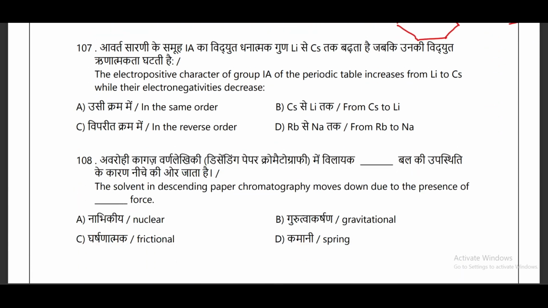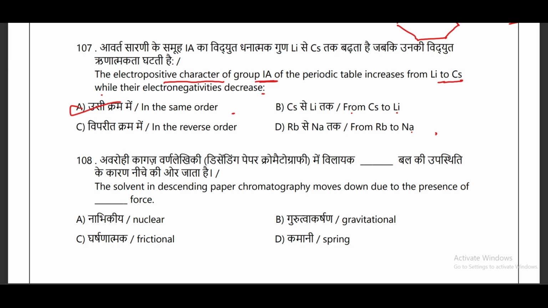In the next question, the electropositive character of group 1A of the periodic table increases from lithium to cesium while their electronegativity decreases in the same order, from cesium to lithium, in the reverse order, or from rubidium to sodium. So correct option is A option, in the same order.